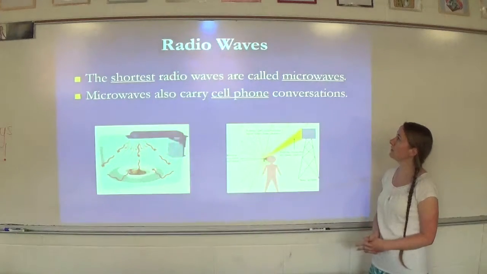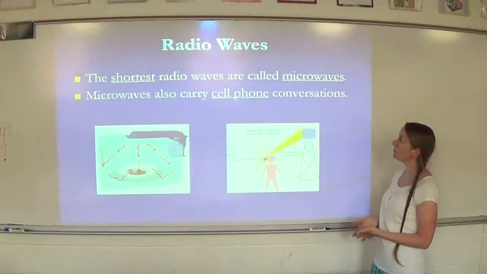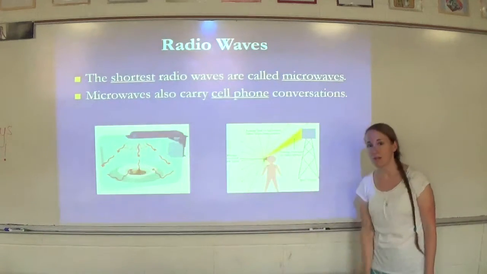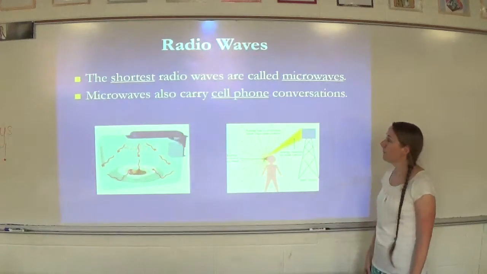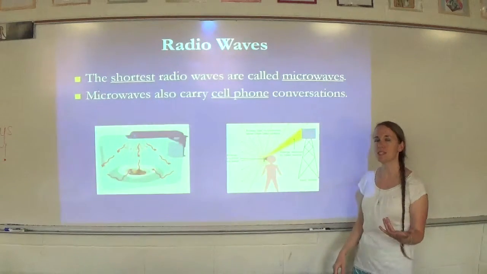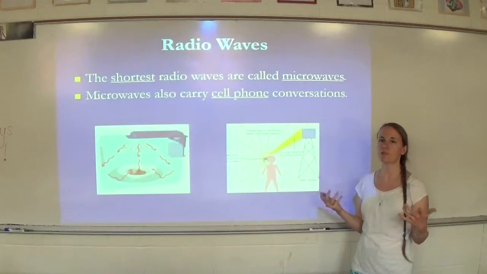The shortest radio waves are called microwaves. Microwaves also carry cell phone conversations. Bet you didn't know that. Okay, so we know microwaves heat up our food in a microwave, but they also are what allow our cell phones to work. That's why you'll see lots of studies about, oh gosh, are the cell phones frying our brains and things like that.